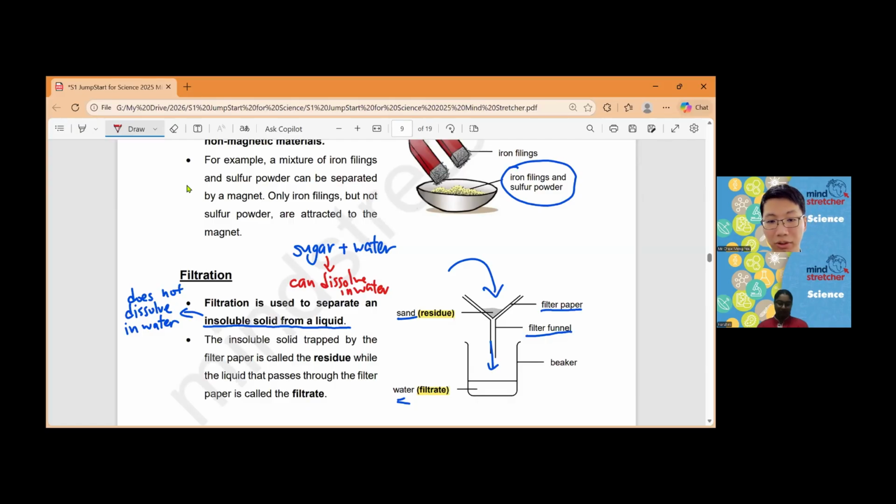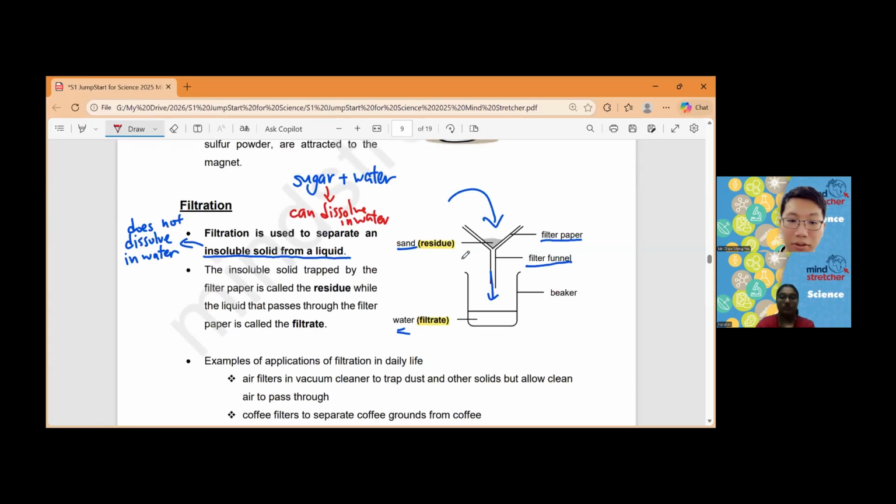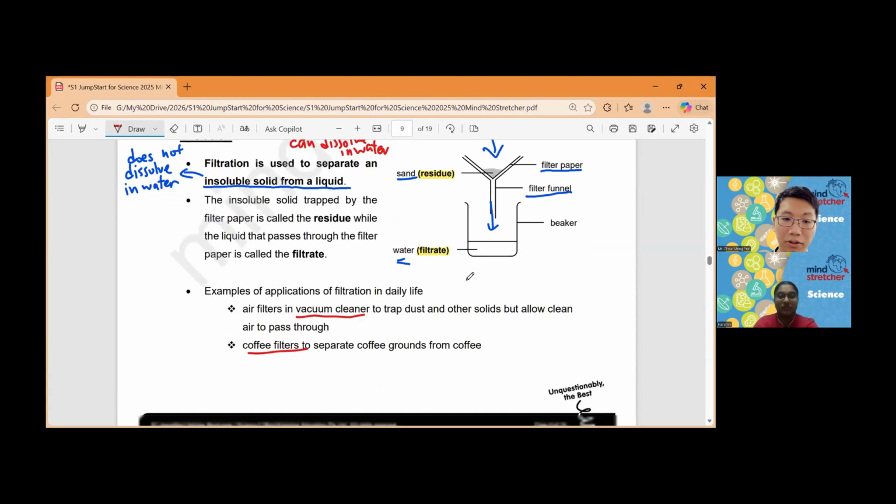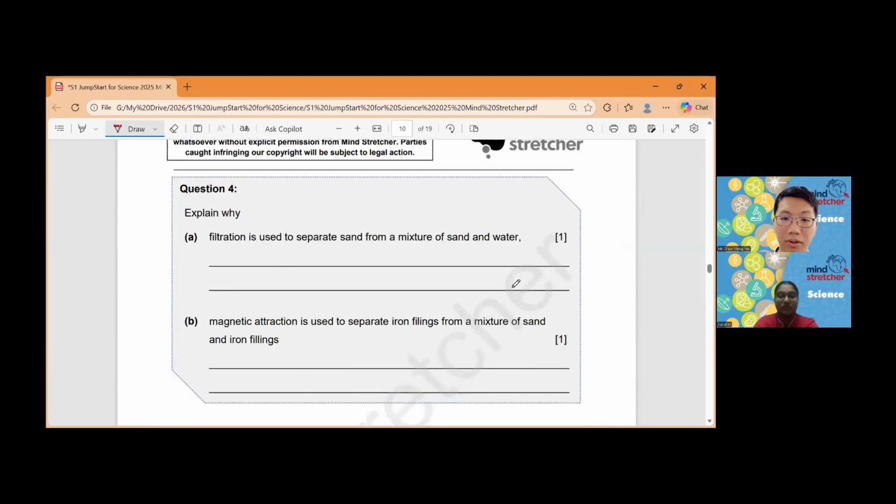Okay, so it's not like I can separate purely to get sugar and water. It's not like sand and water. If I let the sand and water go through the filter paper, the sand will definitely be stuck as a residue. All right. So all these I have mentioned, right? We can use it in vacuum cleaners, coffee filters. These are things that we always use in our daily life. Of course, there are many other types.